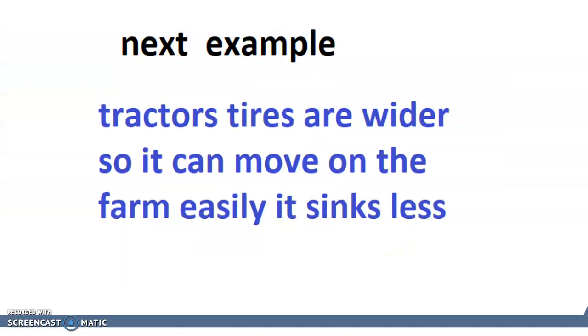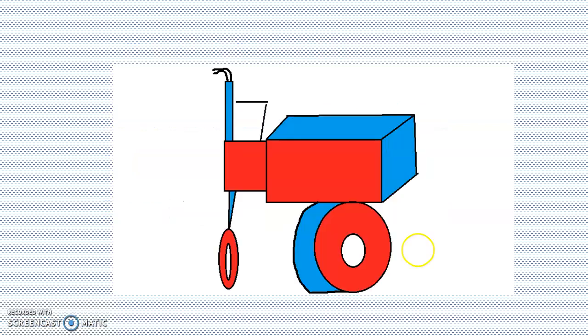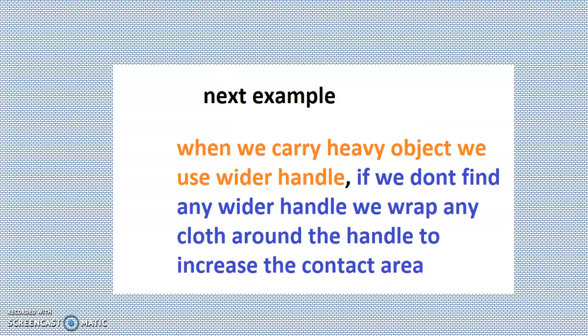And the next example, tractor tires are wider. Why? Because it can move on the farm easily. It sinks less because it has the wider area. Contact area more, less pressure, so it sinks less on the farm. Next example, when we carry heavy objects, we use a wider handle. If you don't find any wider handle, what do we do? We wrap any cloth around the handle to increase the contact area, to decrease the pressure. So this is in our daily life, we do this.